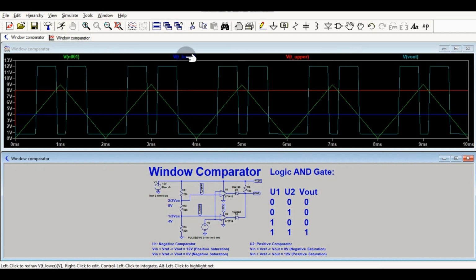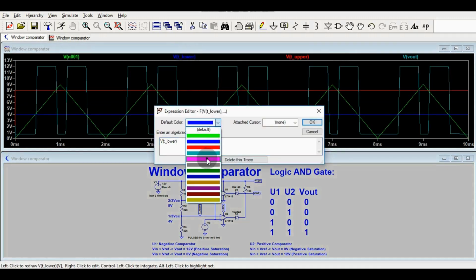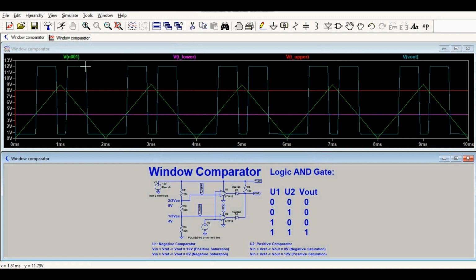Alright. So this color is the input signal. The input signal is this triangular wave. This is the lower threshold, Vt lower. This is the upper threshold, Vt upper, and Vout equals this signal. Okay, high and low signal.